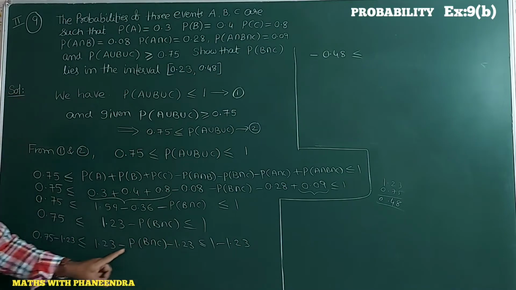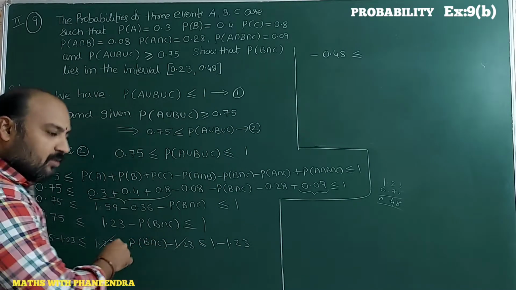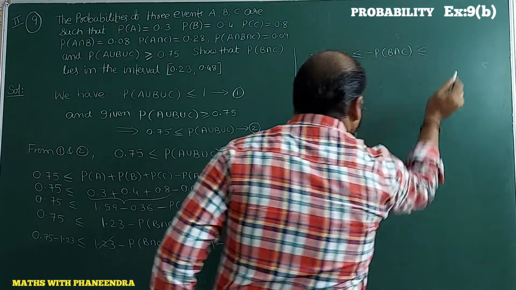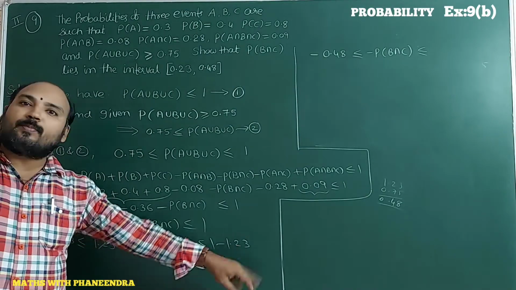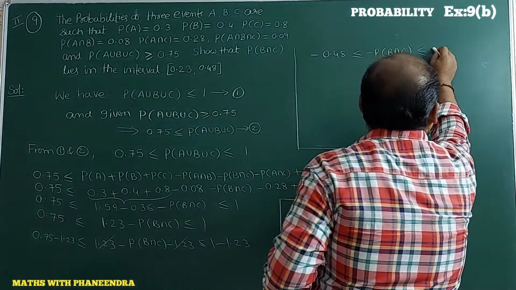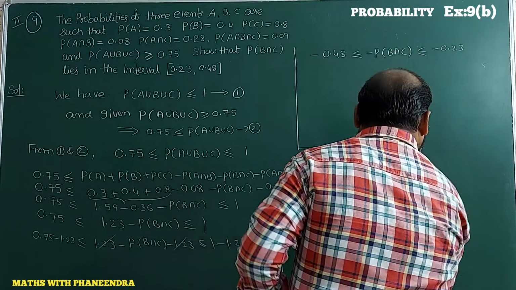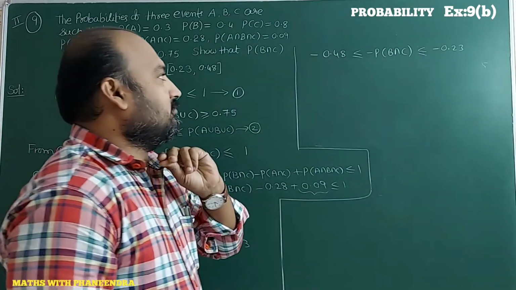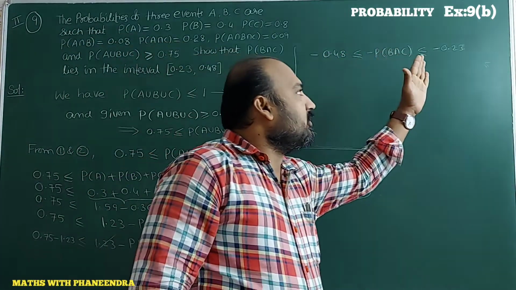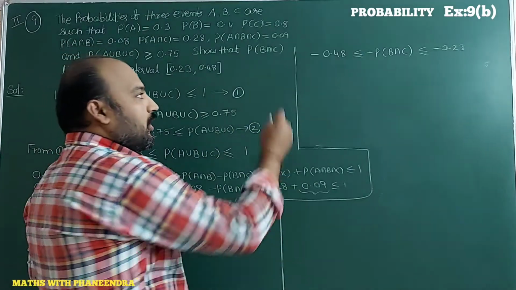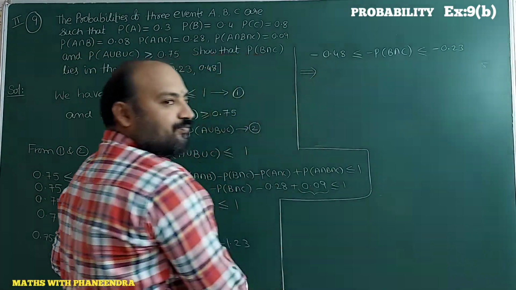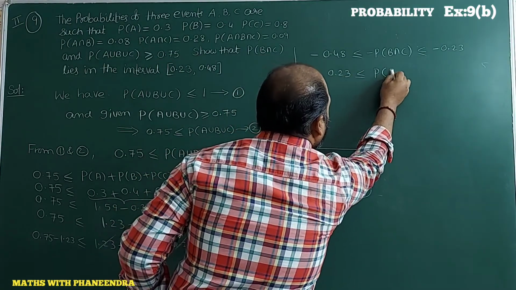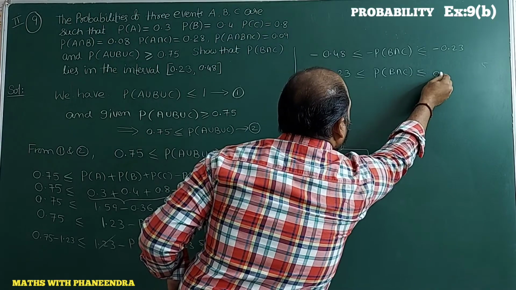Minus 1.23 plus 1.23 will be cancelled here. Minus P of B intersection C is less than or equal to 1 minus 1.23, so minus 0.23. I hope you understand, dear students. If you remove the minus, from 0.23 to 0.48, you can write it. We are removing the minus. So 0.23 is less than or equal to P of B intersection C is less than or equal to 0.48.